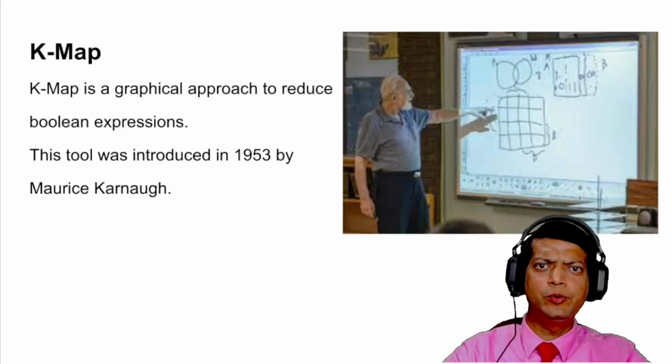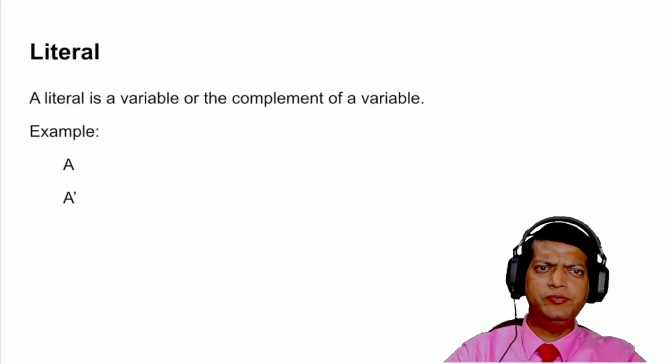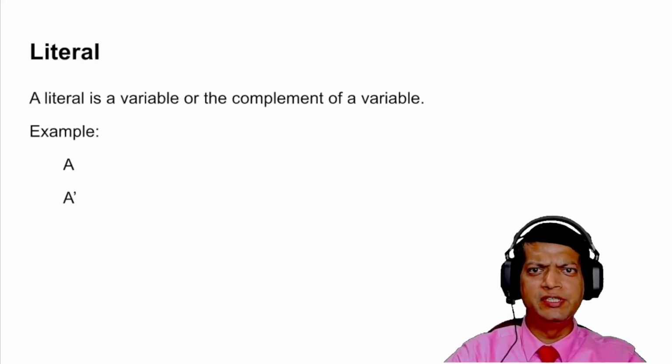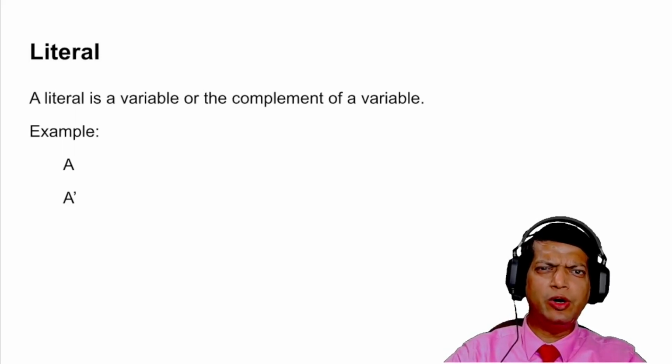K-Map is a graphical approach to reduce Boolean expressions. This tool was introduced in 1953 by Maurice Karnaugh, and hence the name K-Maps. The first term which we must know of is a literal. A literal is a Boolean variable or the complement of a variable, meaning A is a literal as well as A complement is also a literal.